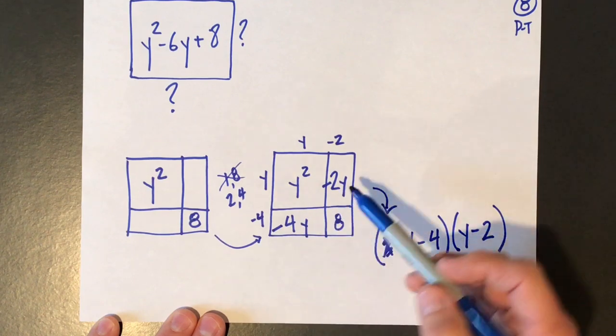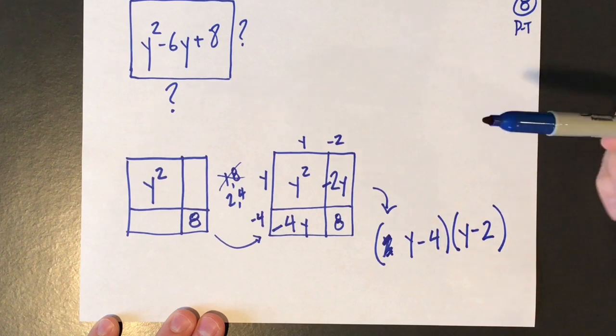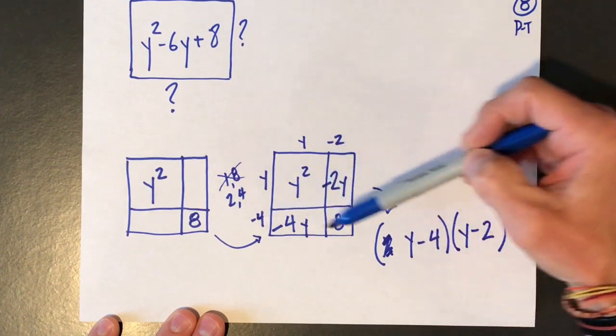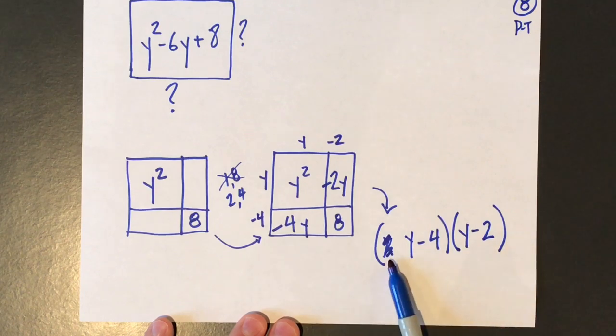In this case, I needed both the 2 and the 4 to be negative because that's the only way I was going to get negative 6. And negative 2 times negative 4 is positive 8. So I'm still following my rules. And here's my answer, a little scribble because I put the wrong variable in there. But that's how you do it. Let's try 2 more.